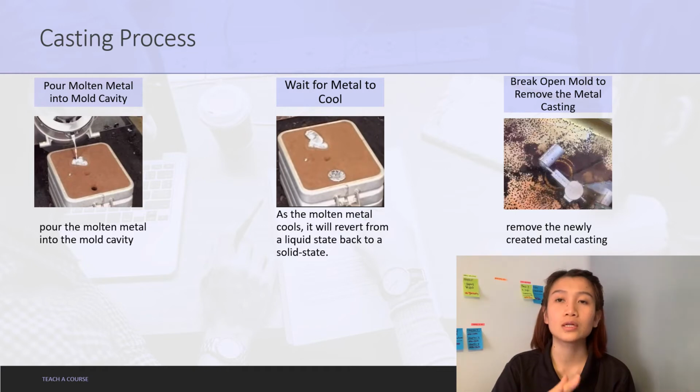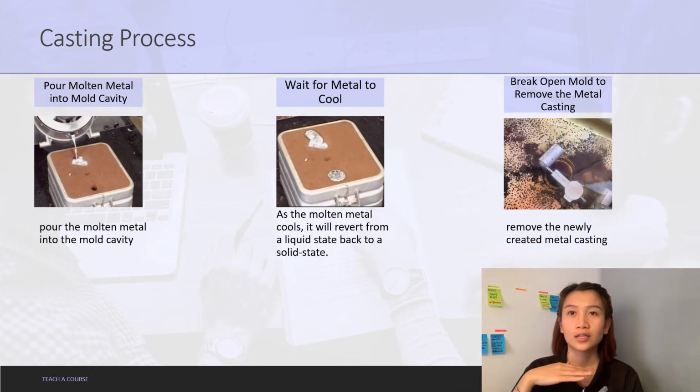So once the metal or alloy has turned from solid state to liquid state, it is time to pour the molten metal into the mold cavity very carefully. So after the critical stage, we move to the easy stage, which is waiting for the metal to cool down. After the molten metal has been poured into the mold cavity, it is time to wait for it to cool down.